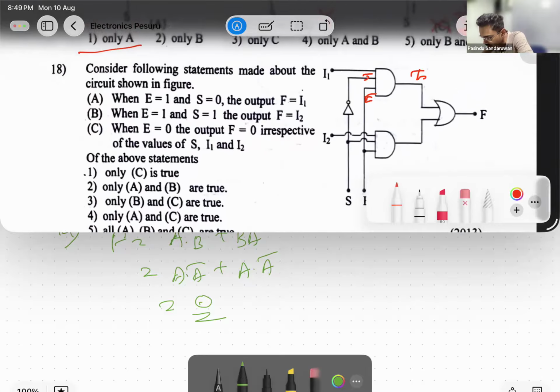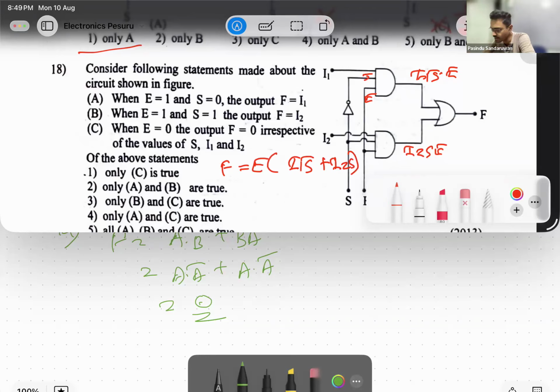Then from here, I1 S bar E comes out. And from here, I2 S C comes. Then F is the final output. Here, can you see that E is common? Let me take E out. E is common in the output, no? Then if E is taken out, it is I1 S bar plus I2 S, right?